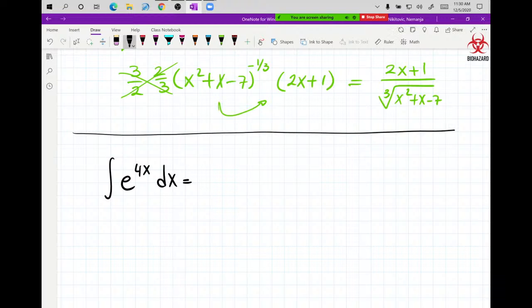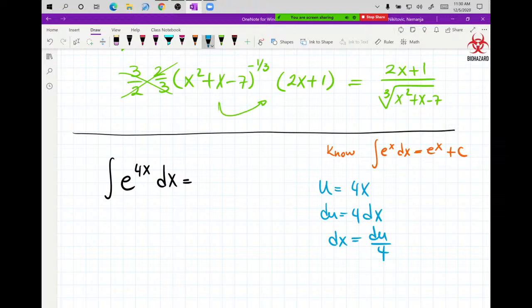I asked you to memorize the formula for e to the ax in 4.9 because it's just one of the formulas. But here is the way it's actually done. And this is actually one of those "I know" problems because you're not going to look for a function-derivative pair here. I know that the integral of e to the x dx is e to the x plus c. So I know that I'm supposed to put 4x, right? And then du is equal to 4 dx. And then dx is du over 4. Or you can fix it if you want to.